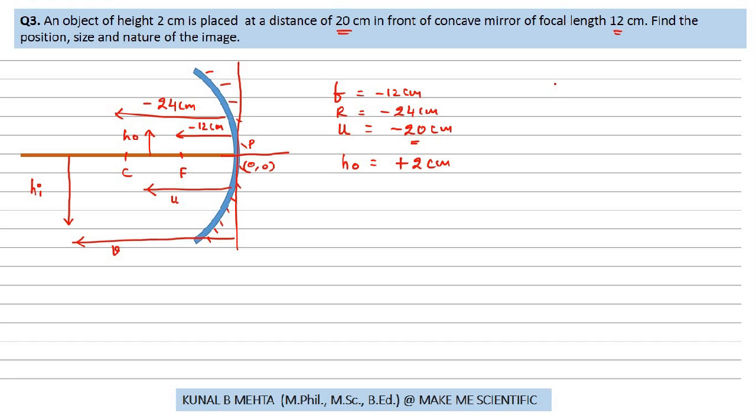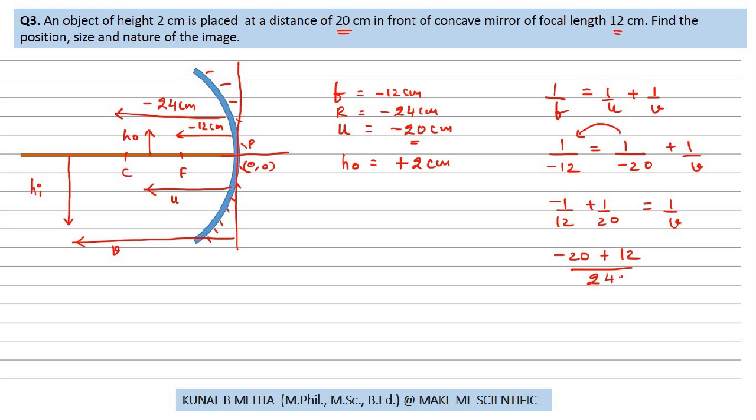So let us apply the mirror formula, which is 1 upon F, that is 1 upon U plus 1 upon V. Now focal length of the concave mirror is negative, minus 12, 1 upon minus 20 plus 1 upon V. Transferring this on the other side, taking the reciprocal, I am getting the image distance as minus 30 centimeters. This is my first answer.